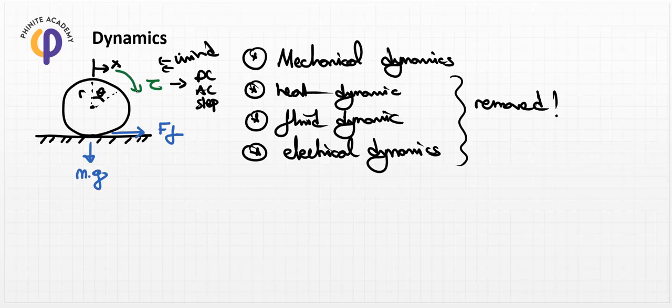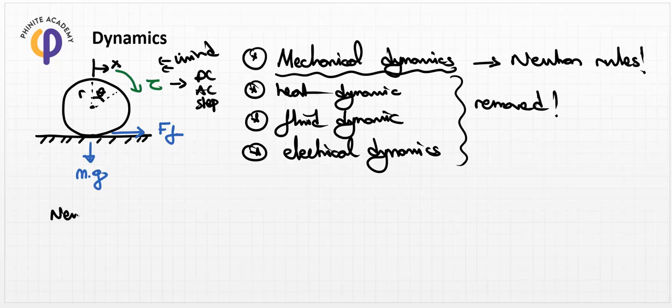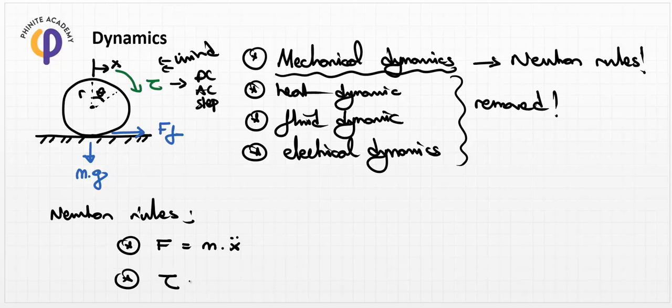But in normal form, or in the simple form, we should follow the mechanical dynamics, such as the Newton rules. Okay, this is our main course of these things. And so if the Newton rules are applied on these things, then we need to utilize what? F is equal to m times x dot dot. And so if we have the rotational motion in here, we need to add the torque value. Torque is equal to inertia times theta dot dot.